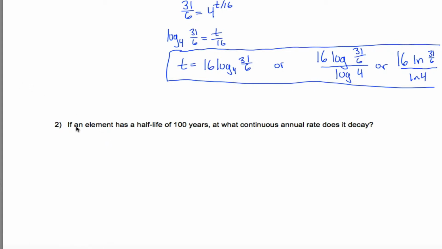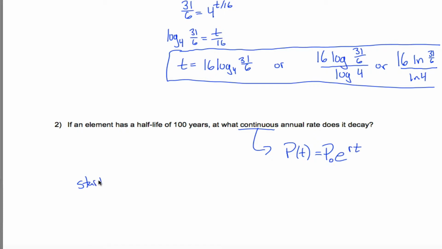This question is a little bit tricky. If an element has a half-life of 100 years, at what continuous annual rate does it decay? Continuous rate, that means I'm using this formula. It tells me that the half-life is 100 years. So if I start out with any amount, maybe 1, then how about I'll write this.